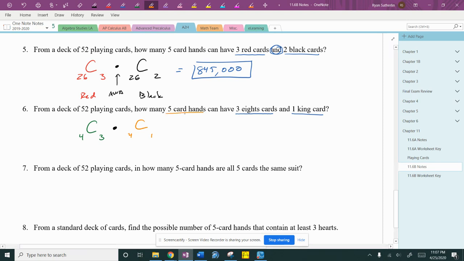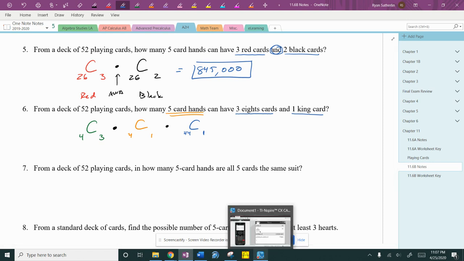I only have 4 cards. I need 5. So that last card can't be an 8, can't be a king. Otherwise, these things are mistaken. So I had 52. If I take away those 4, I have 48. If I take away those 4, I have 44. There are 44 cards left in the deck that aren't an 8 or a king, and I want 1 of those. That's like the hidden card in there that we have to make sure we keep track of.